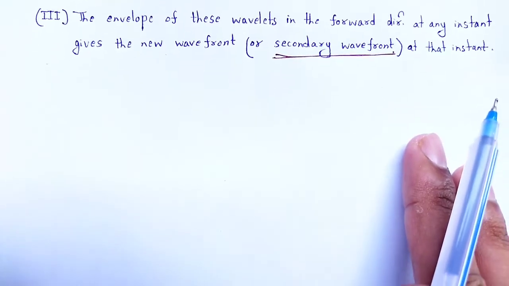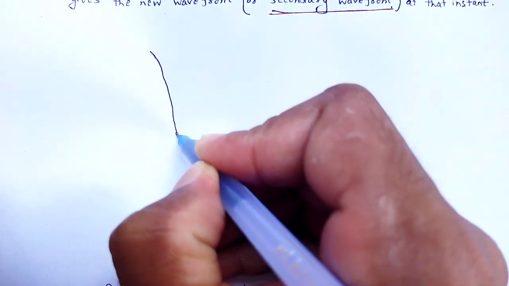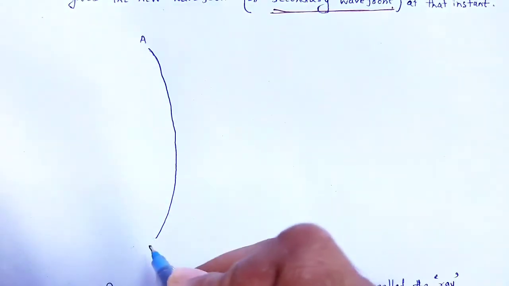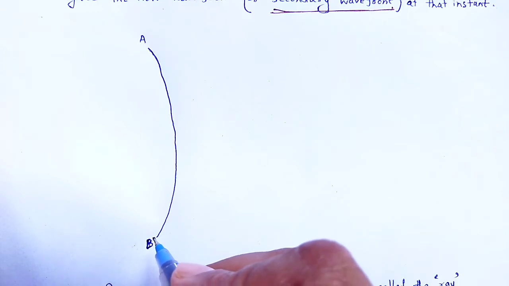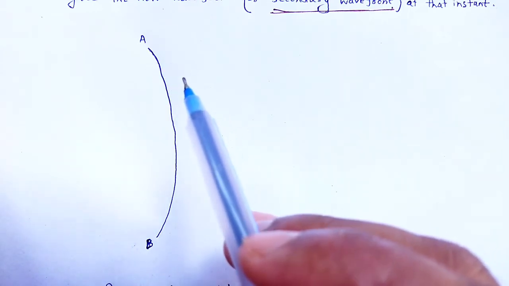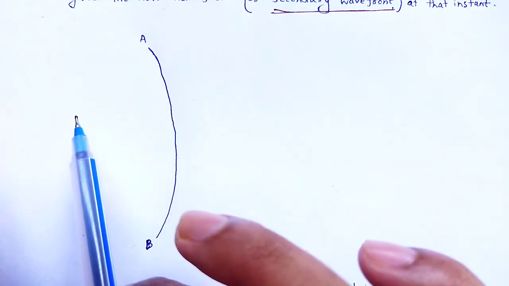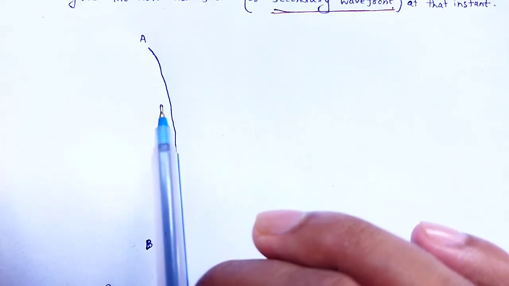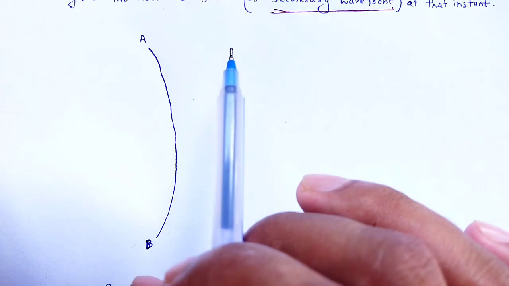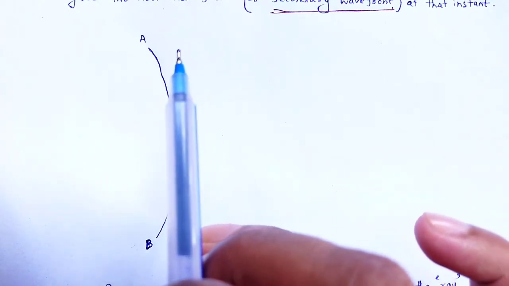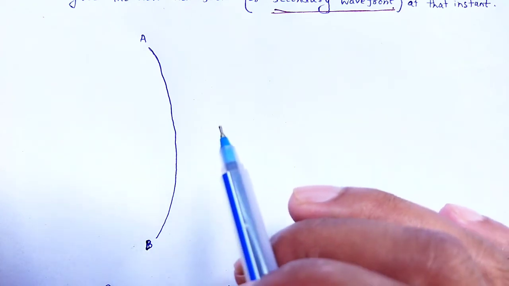Let AB represent the section of a primary spherical wavefront at any instant in a homogeneous isotropic medium due to a point source of light. This is a spherical wavefront. To find the position of the wavefront after an interval t, according to Huygens, each point on the primary wavefront AB is the center of secondary wavelets.